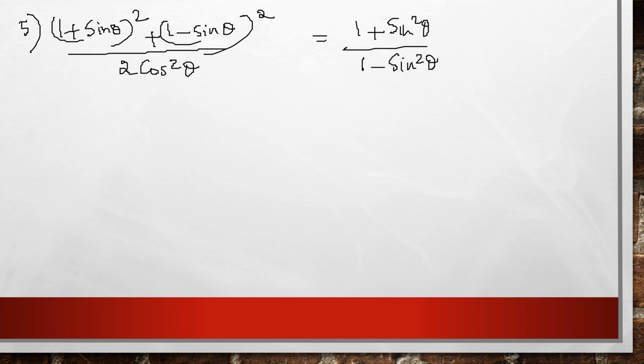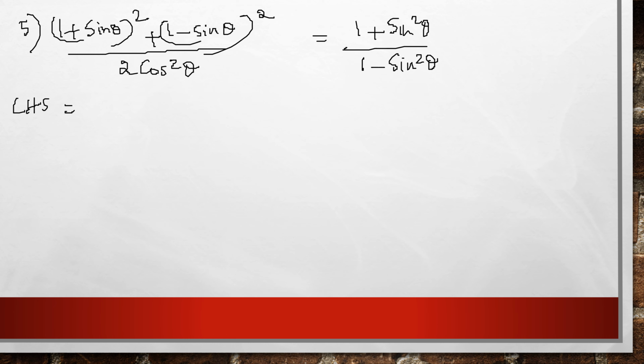It is given (1 plus sine theta) the whole square plus (1 minus sine theta) the whole square by 2 cos square theta, and the right hand side is 1 plus sine square by 1 minus sine square. So if you look at the numerator, you have (1 plus sine theta) the whole square, and also we have (1 minus sine theta) the whole square.